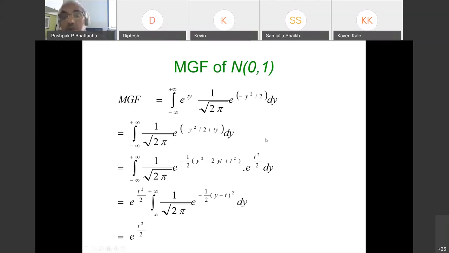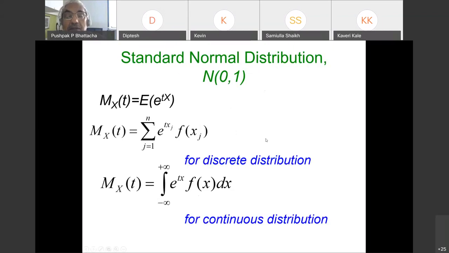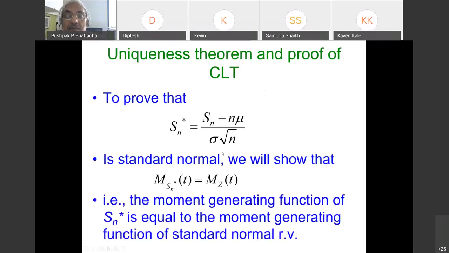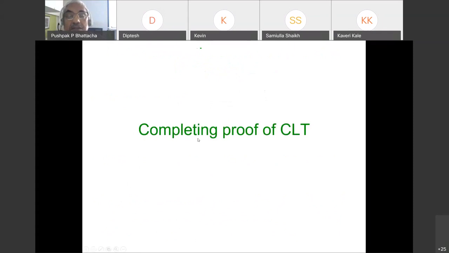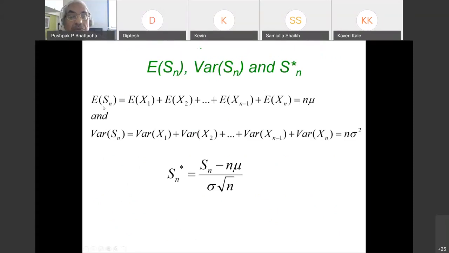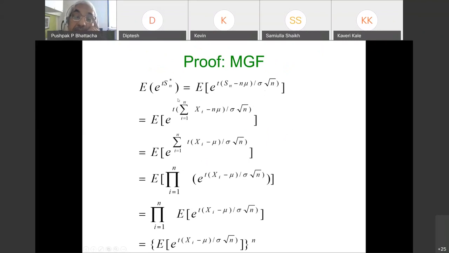I proceed and look at the moment generating function of Sn star, which I am interested in showing is also normally distributed with mean 0 and standard deviation 1. So here is the proof. The expectation of Sn is n mu and the variance of Sn is n sigma square. So Sn star is Sn minus n mu by sigma root n. I want to show that this is normally distributed. For that, I will show that the MGF, the moment generating function, is e to the power t square by 2. So here are the steps.